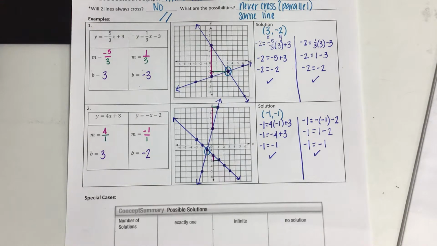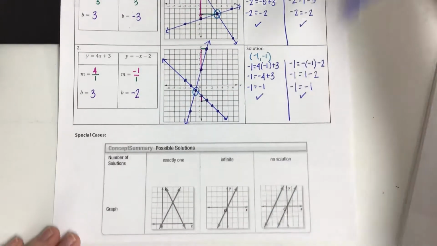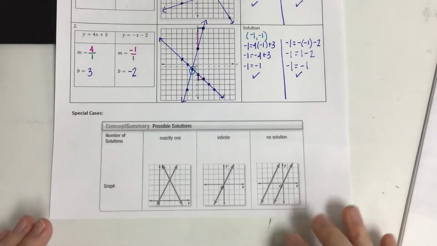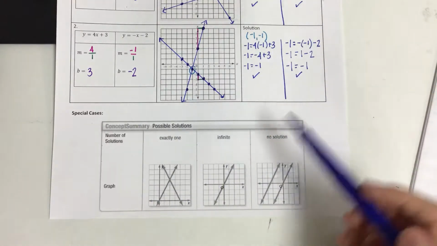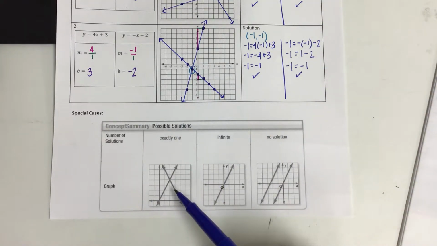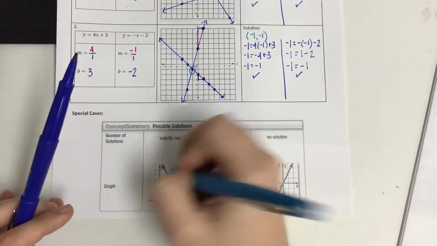Now, something to give us a quick overview, and we'll get more into this later on, is our special cases. Okay, so we have different numbers of solutions. The two problems that we just did had exactly one solution. That means they intersect at exactly one point. That is the only ordered pair that works.